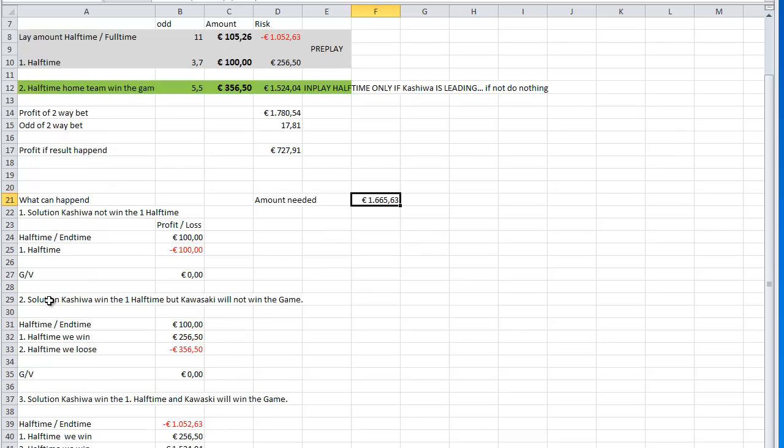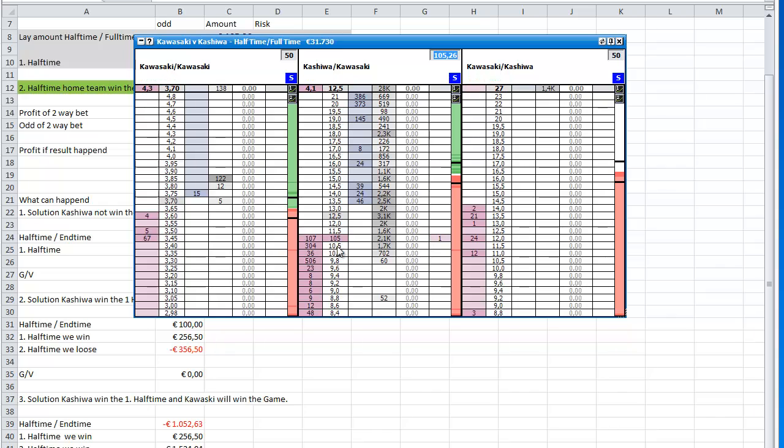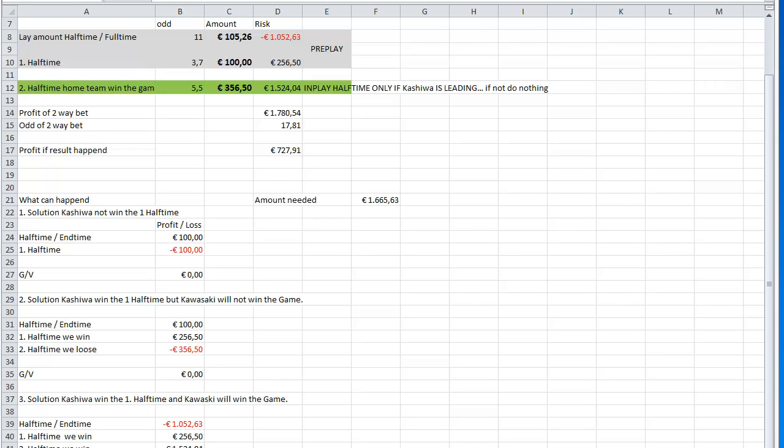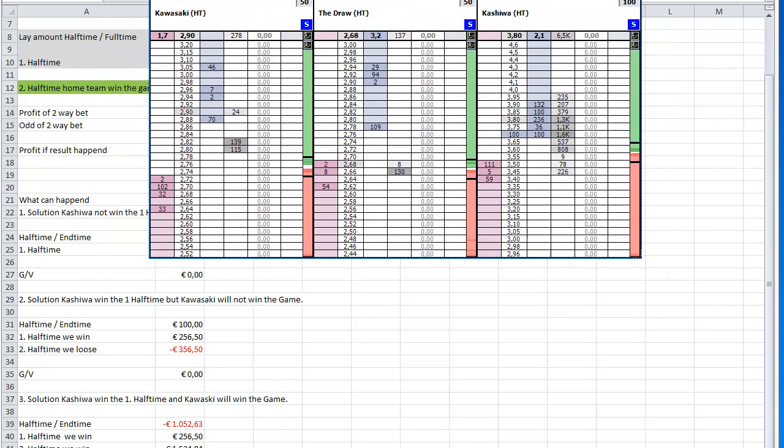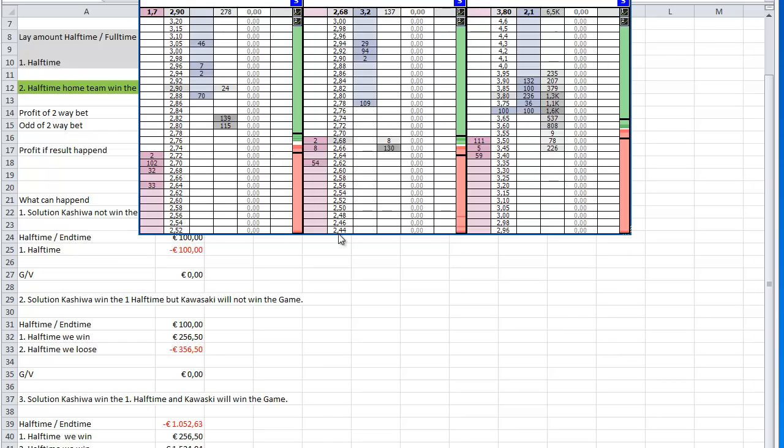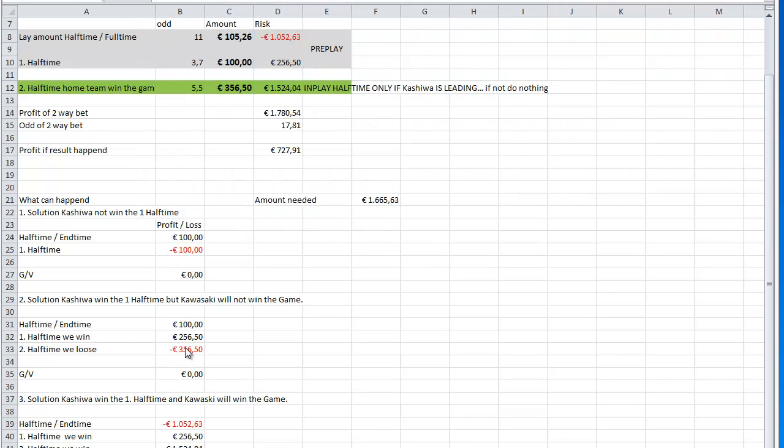You see here the second solution, where Kashiwa wins the first halftime, but Kawasaki will not win the game. So you have won the halftime full-time bet, these 100 euros which you have laid here. You have won the first halftime bet, where we say that Kashiwa will win, with 256.50 net profit, but we have lost in our last bet 356.50. So our profit is zero in this situation.